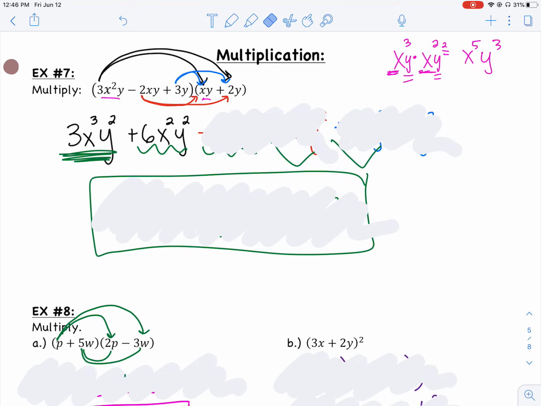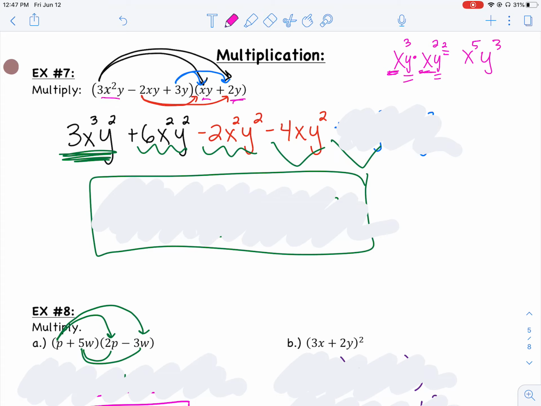I'm also going to take the 3x squared y and multiply it to the 2y. 3 times 2 is 6, x squared, and then I have a y times a y, which is a y squared. So I end up with a 6x squared y squared. I'm going to distribute now the negative 2xy through. Negative 2xy times an xy is really a negative 2x squared y squared. I'm going to distribute it to the 2y now. Negative 2 times 2 is negative 4. I have an x, and I have a y times y, or a y squared. So I have a negative 4xy squared.